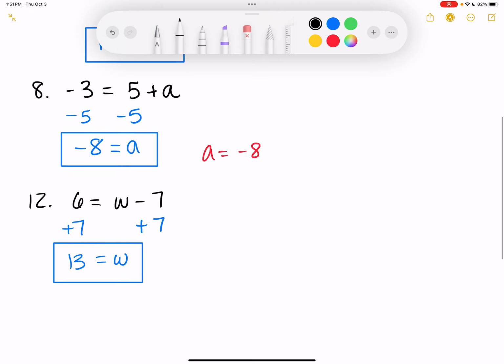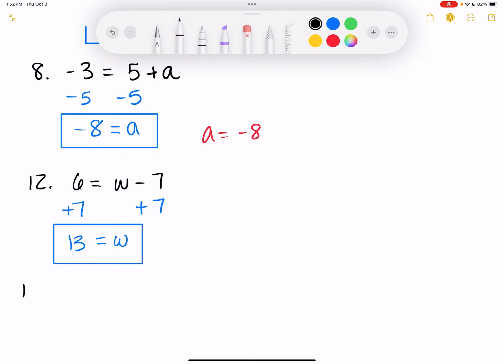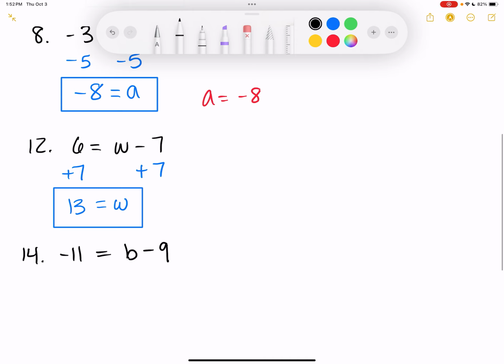-14. -11 equals B minus 9. What do I need to do to this one? Plus 9 to both sides. Add 9 to both sides. So what do I get? B equals -2. Yep. B equals -2, -2 equals B. Doesn't matter which way we put it.